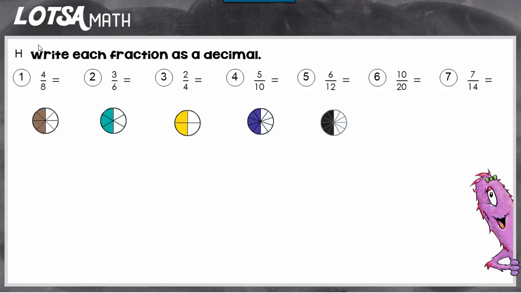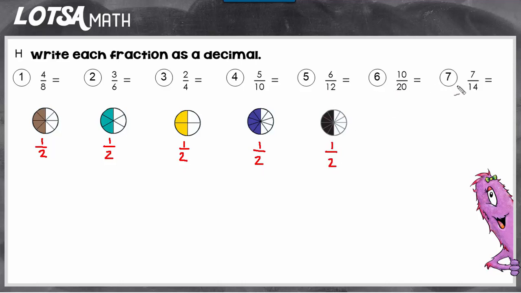So I've put a model for each of the fractions. The first one is 4 out of 8, and then 3 out of 6, and then 2 out of 4, and 5 out of 10, and then 6 out of 12. I know that you can see the pattern that's forming here. Each one of these fractions would simplify to a half. So 4/8 is really just 1/2. 3/6 is really just 1/2. 2/4 simplifies to a half, so does 5/10. So does 6/12.